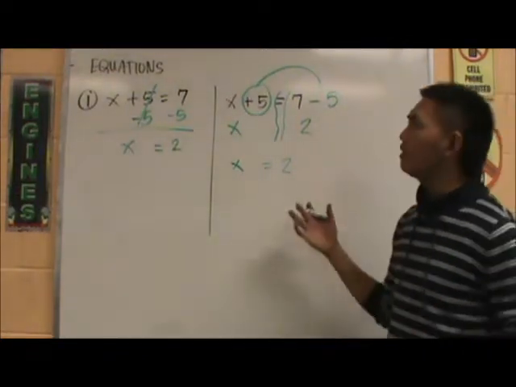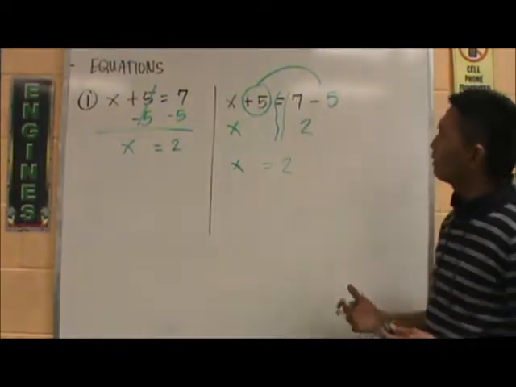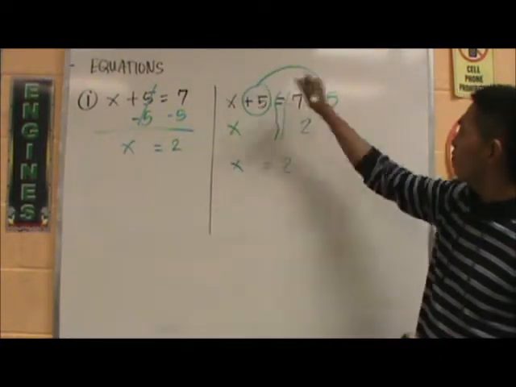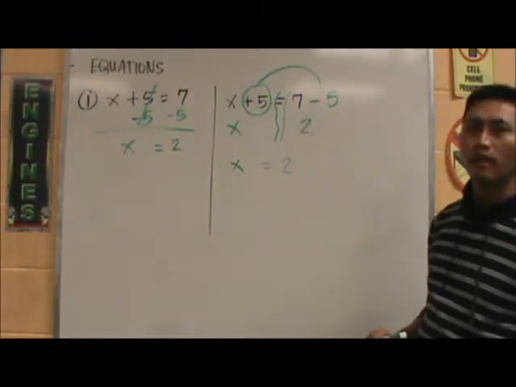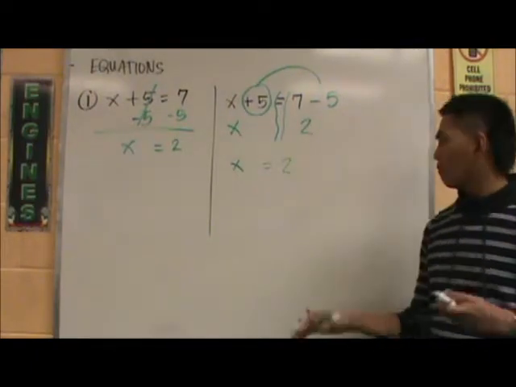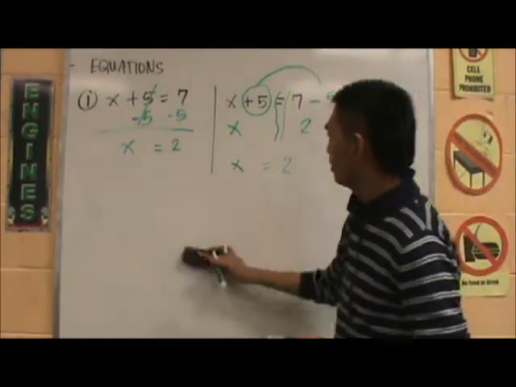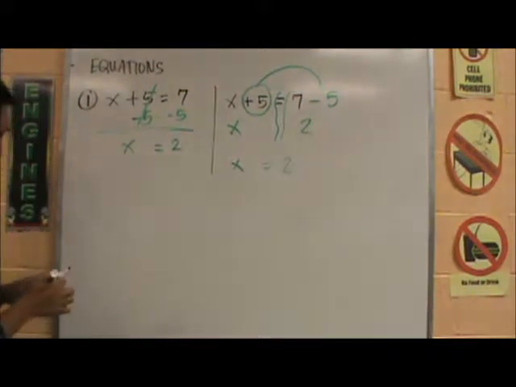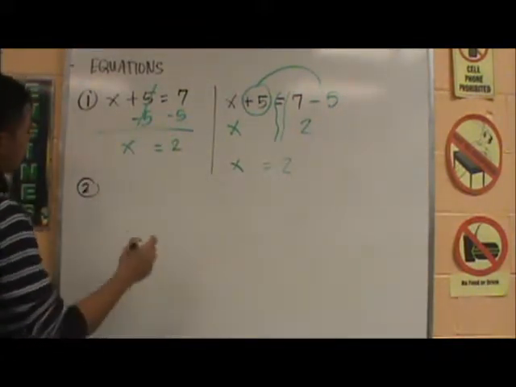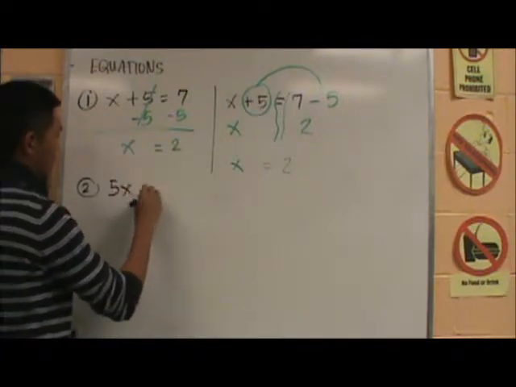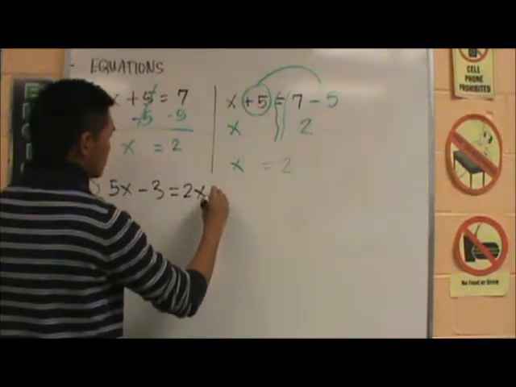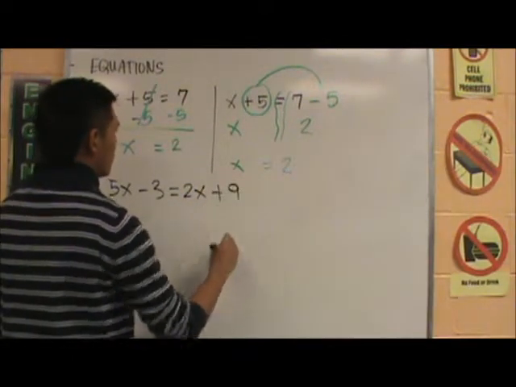So it's actually the same thing. It's the same thing, but I believe it's easier to just move that, change the sign, boom, negative. And we're going to apply the same concept when we have a really long problem. Let's try number 2. Now, how about if you have, let's say, 5x minus 3 equals 2x plus 9.